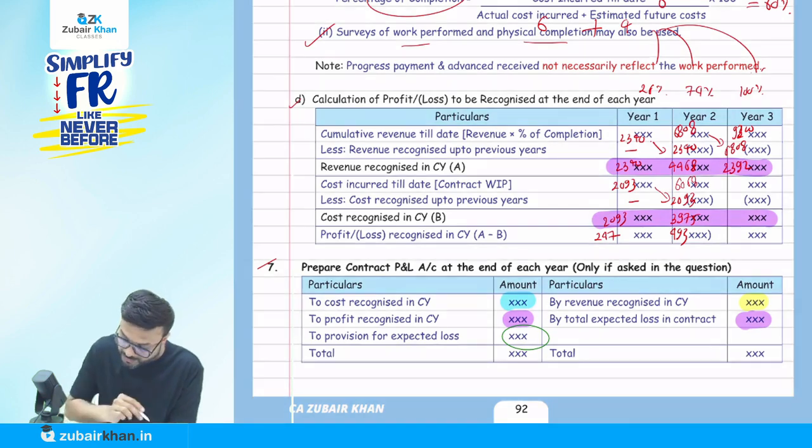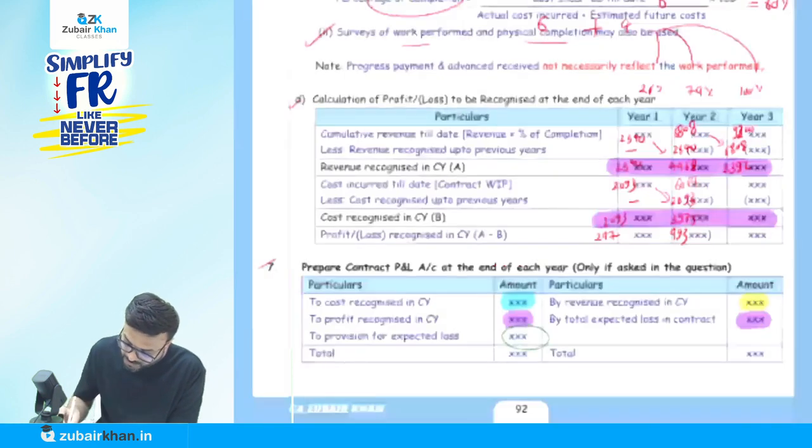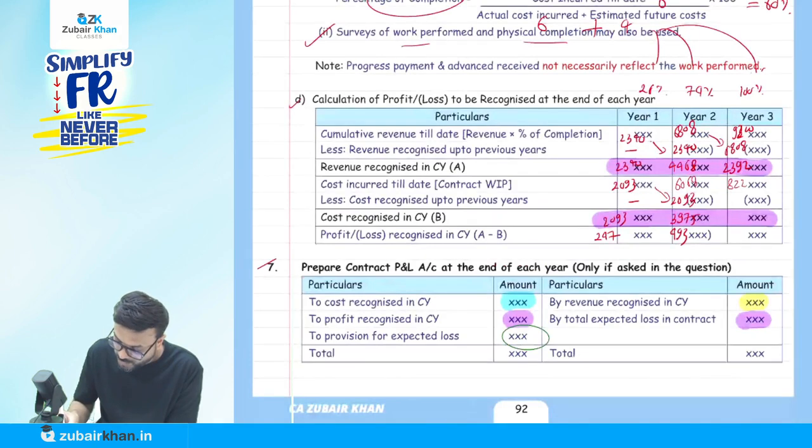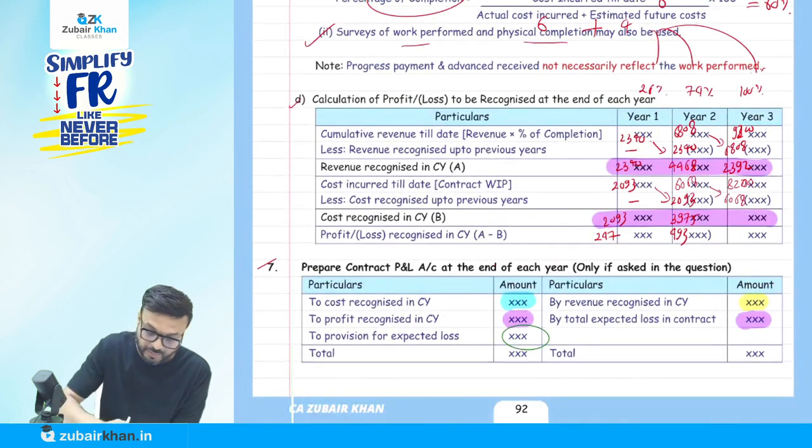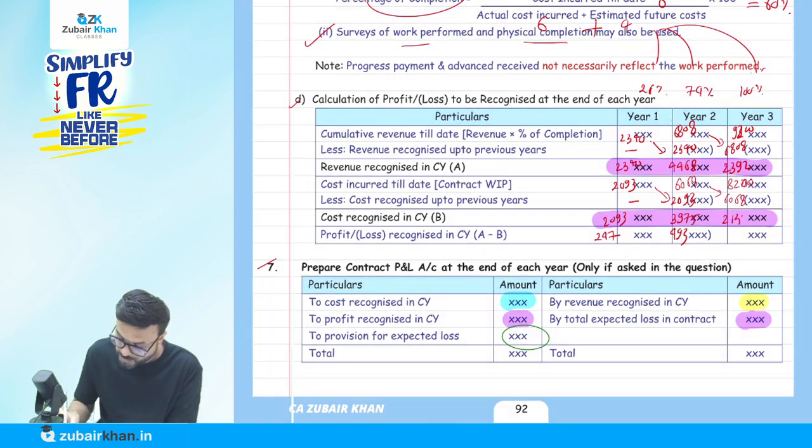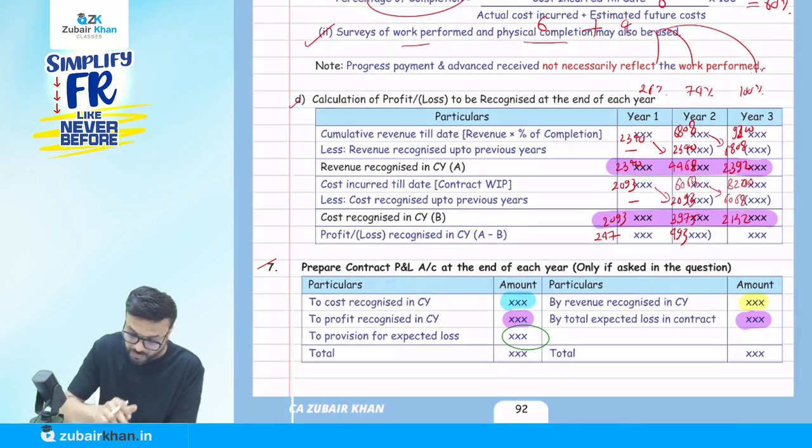How much is the total cost here? It is 8,200. How much did we recognize earlier? 6068. So 8,200 minus 6068 is coming to 2132. So the revenue of the third year, 2392, minus cost 2132, is coming to 260.